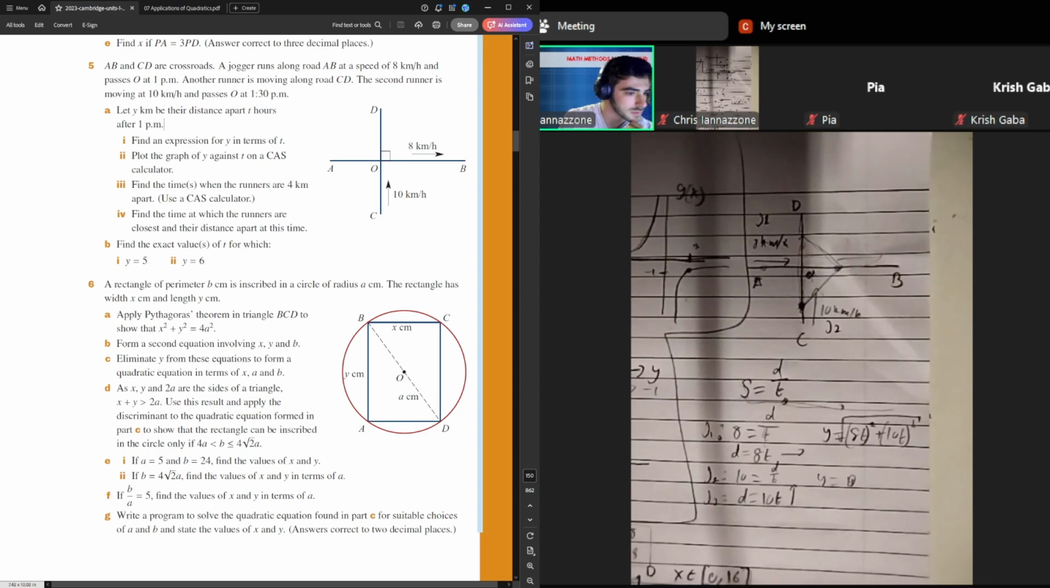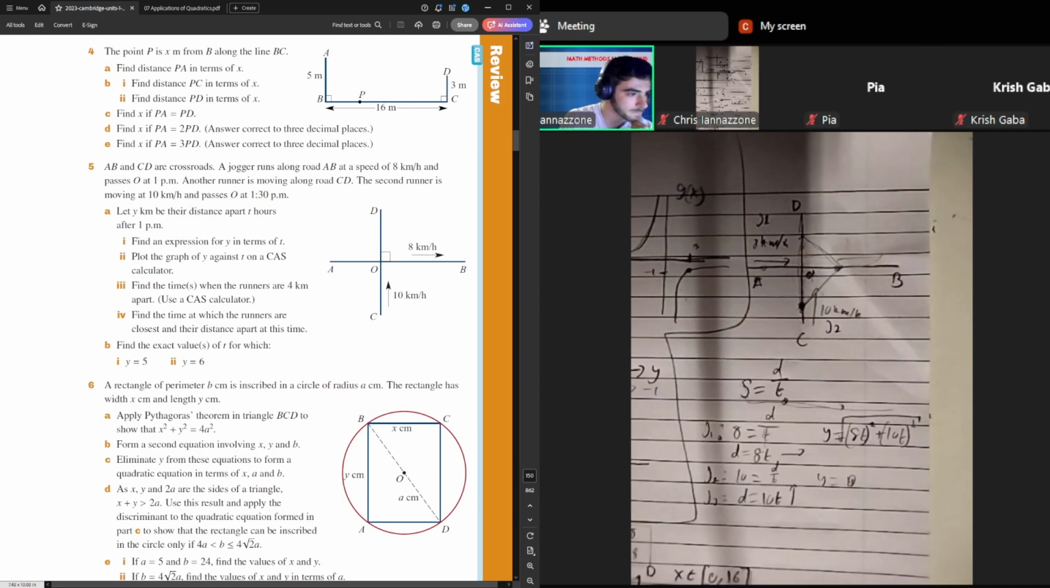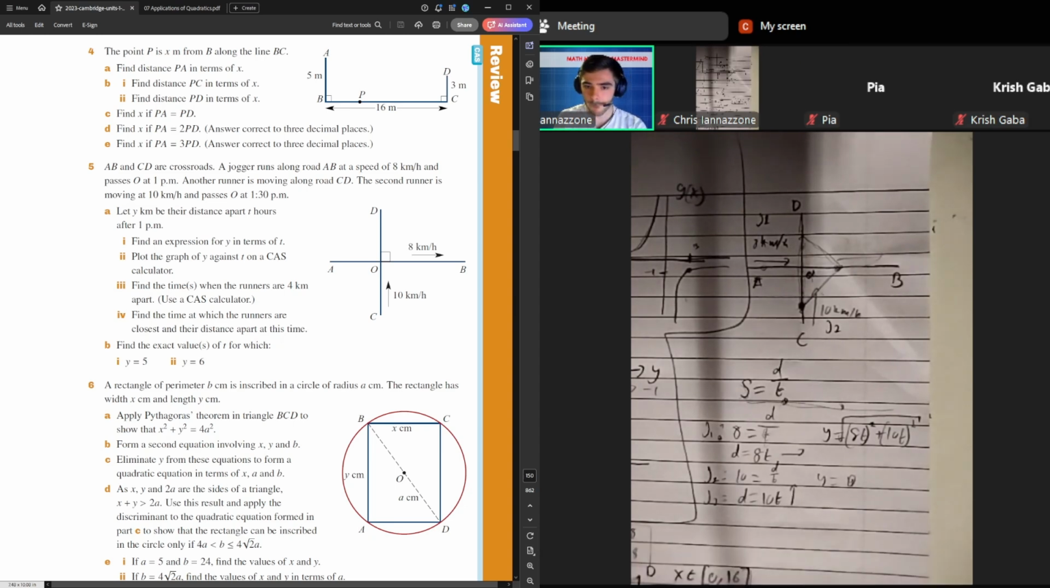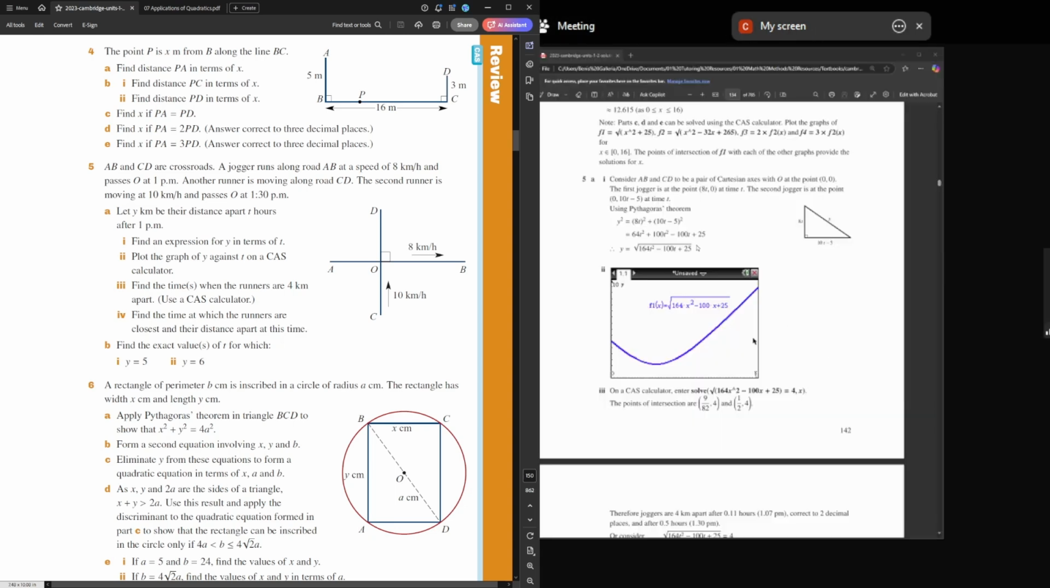It was question 5 of the chapter 3 review. Okay, let me change the screen share. That did it. So this is the part that we're looking at here. Consider A, B, C, D on Cartesian axes.